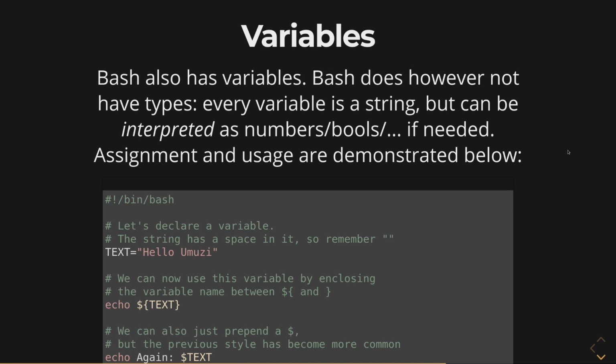So that also means that you should usually remember to put quotation marks around whatever you assign to your variables, because whenever bash encounters a space, it's going to think that the string has ended unless you put quotation marks around the entire thing. So in this test script we have here, we set the text to Hello Umuzi, and then it'll echo the text.